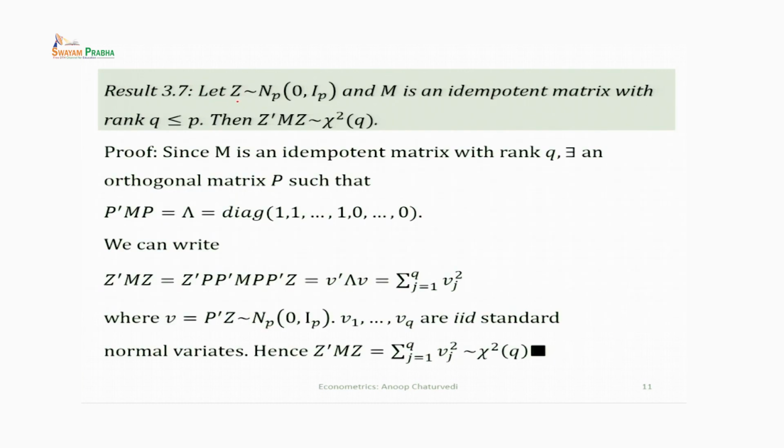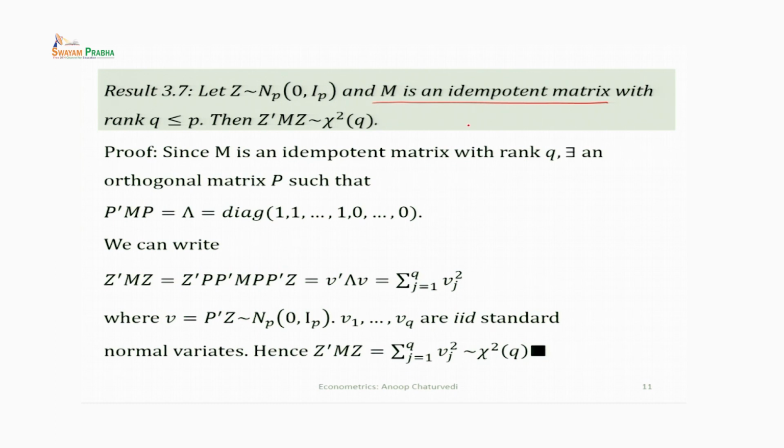Now, suppose Z follows a p-variate normal distribution having mean vector 0 and identity variance covariance matrix, and M is an idempotent matrix. The rank of M is q, and q is less than or equal to p. Then Z transpose M Z follows a chi-square distribution having q degrees of freedom. Now, we prove this result.